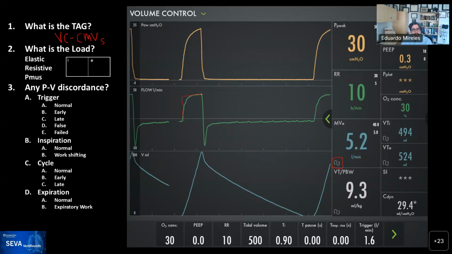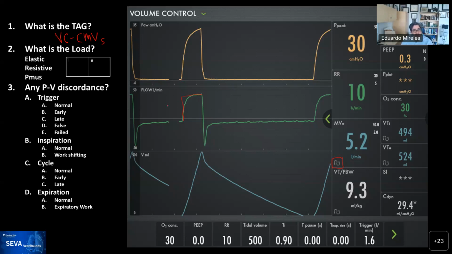So this is a volume control, and all the breaths, the two breaths that we see here, are controlled by the ventilator, so they are triggered by the ventilator. And then the mode is set point because you essentially set everything. You set your I time, you set your tidal volume, you set your respiratory rate, in this case the PEEP too. So that's the tag. Rob, any comments on the tag for this mode?